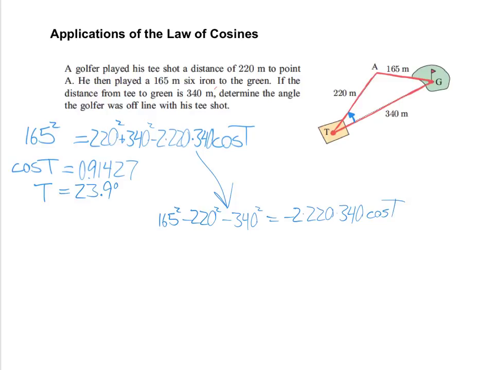It's negative because it's minus 2ab cosine of c in the formula. So now we're going to divide both sides by this whole thing to get cosine by itself. Then that takes us to here. And we do the inverse cosine. Are there any questions?